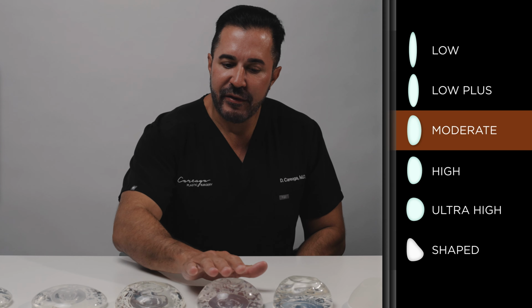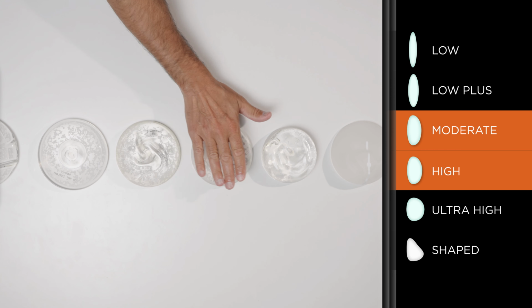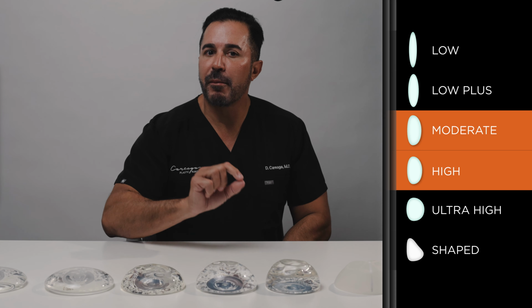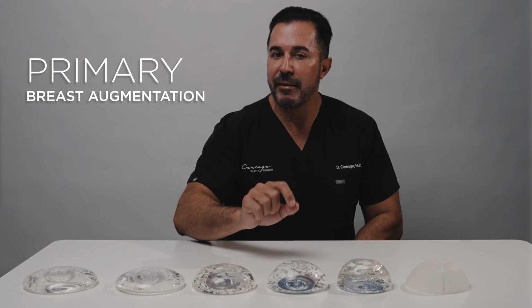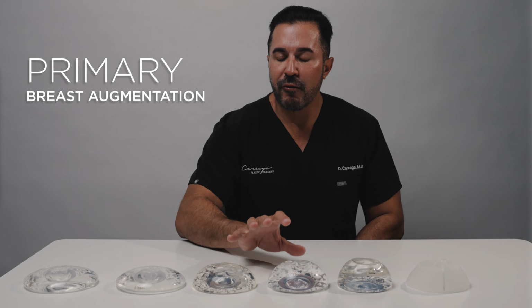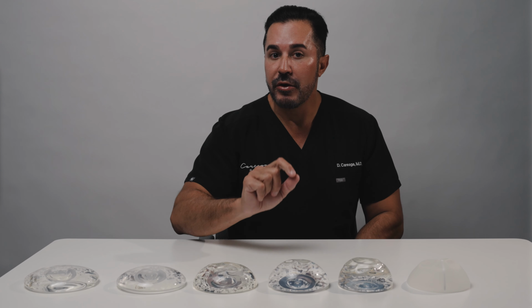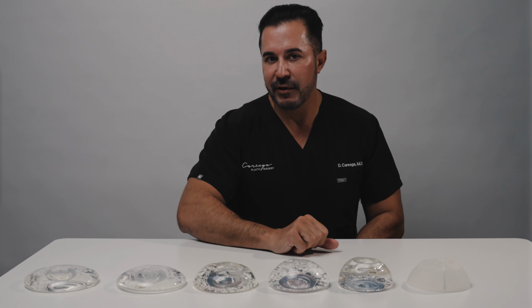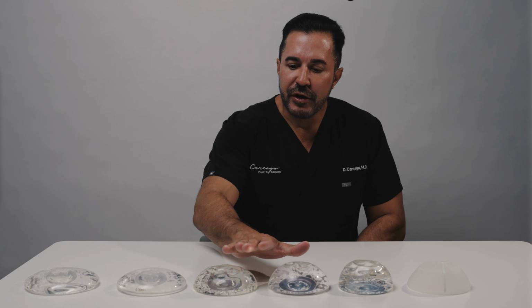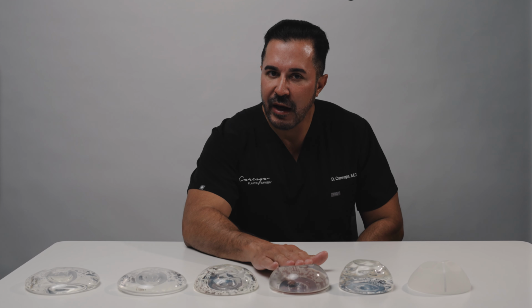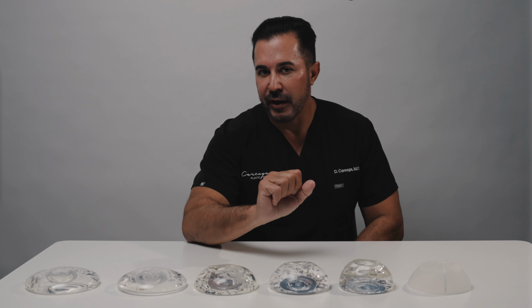Then we go to the moderates and the highs. These are probably the most commonly used implants for primary breast augmentation. Primary breast augmentation means that we're just doing an augmentation, no lift, in a patient who has never had breast implants. So the choice of the moderate versus the high is going to depend on 2 things.